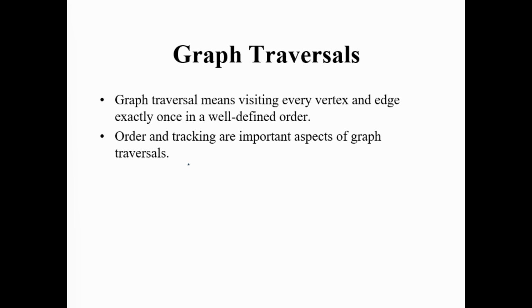So while using certain graph algorithms, you must ensure that each vertex of the graph is visited exactly once. Order and tracking are important aspects of graph traversals. What that means is that the order in which the vertices are visited is important and may depend upon the algorithm or question that you are solving. And during a traversal, it is important that you track which vertices have been visited. The most common way of tracking vertices is to mark them.